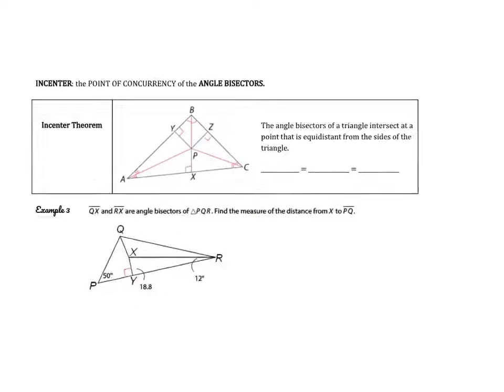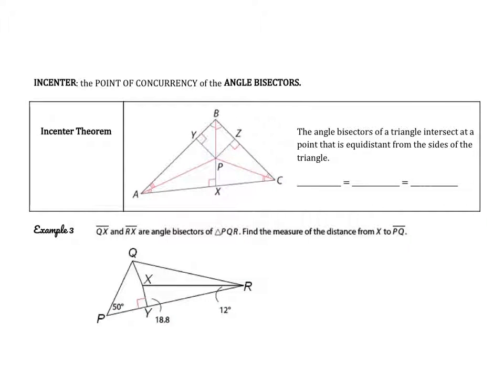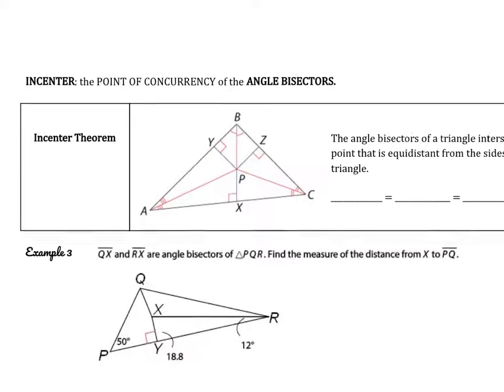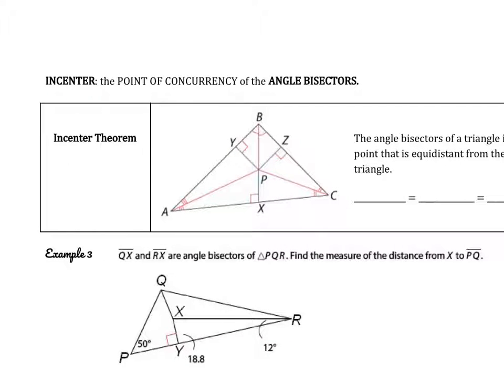All right, so now we're going to learn about what happens when we have a triangle with angle bisectors. So now we're going to learn about a new term. This is called the incenter. The incenter is the point of concurrency of your three angle bisectors. So remember, point of concurrency is where three or more lines intersect at a single point.